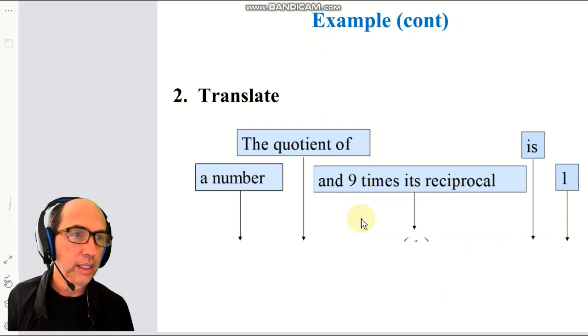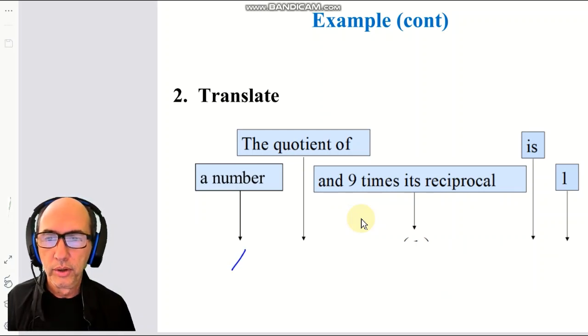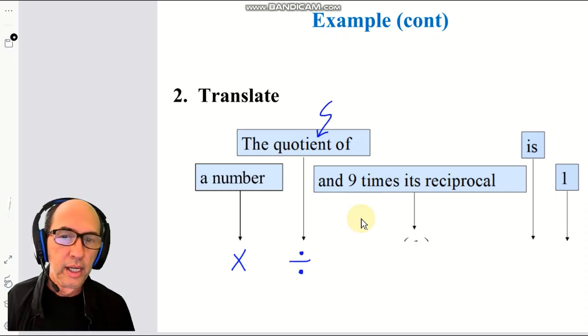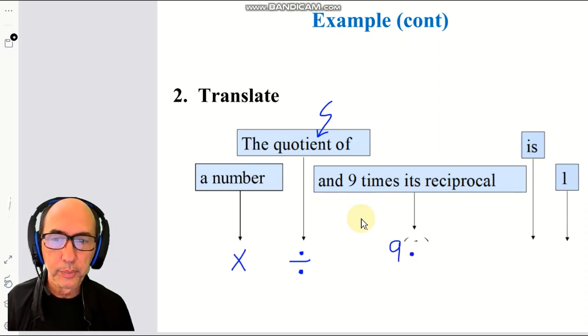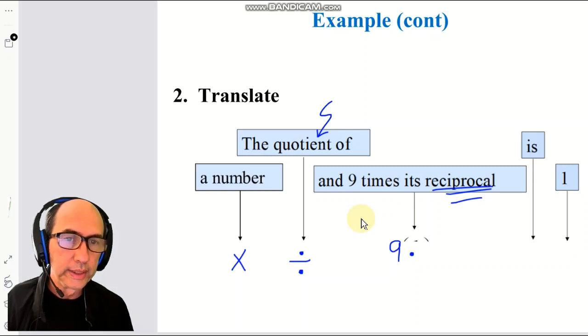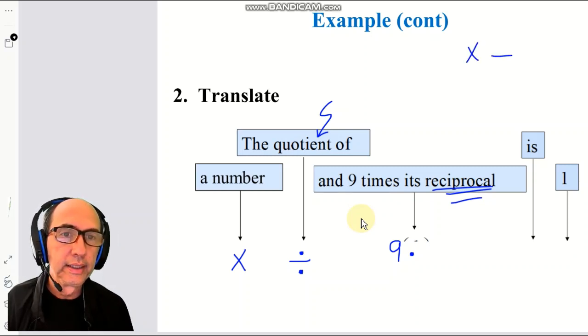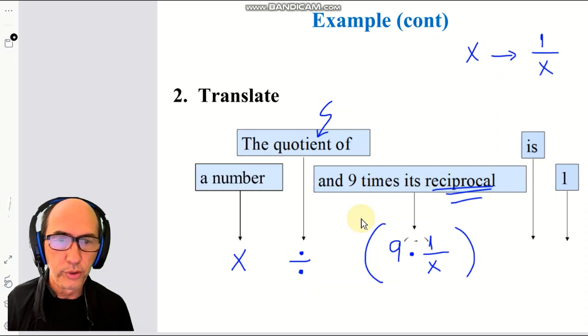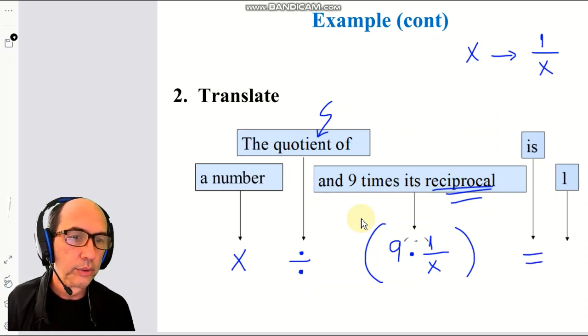So a number, how can we represent a number that we don't know? We will use x. The quotient of, what kind of operation is quotient? Yes, division. And 9 times its reciprocal. 9 times the reciprocal of x. We're talking a lot about reciprocal. The reciprocal of x is 1 over x, right? This is what reciprocal means, 1 over x. And let's use parentheses here because we have to work this one first before dividing. It equals 1.